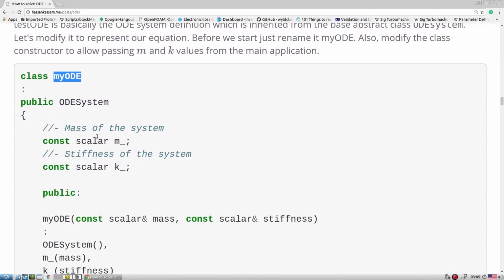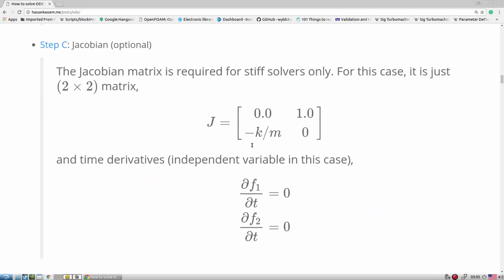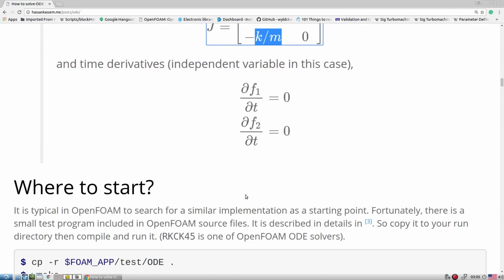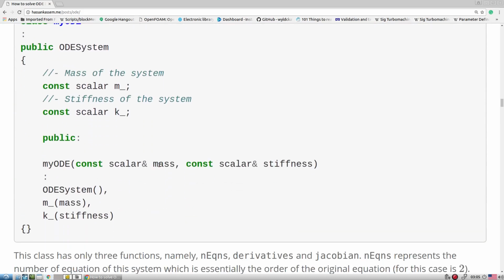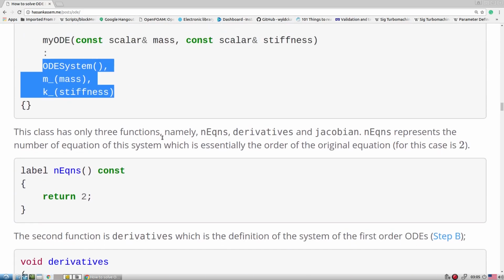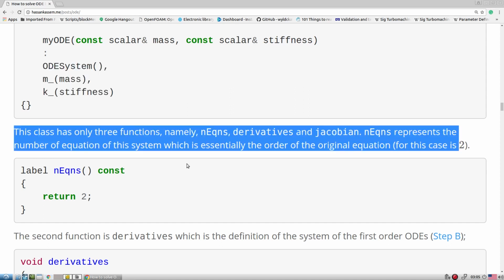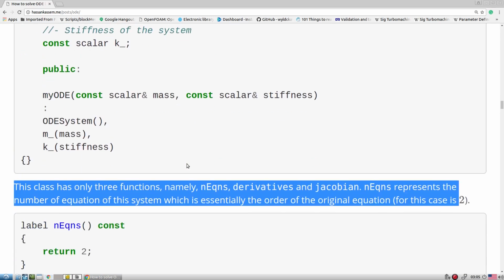Okay, and there we constructed two scalars, m and k, that is nothing but the stiffness and the mass; both are required. And then we define this, adding up the mass and stiffness. This class has only three functions, namely equation, derivatives and Jacobian.